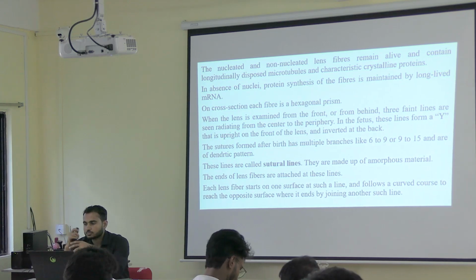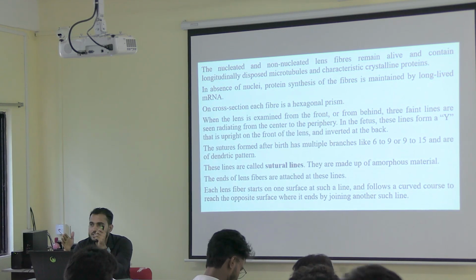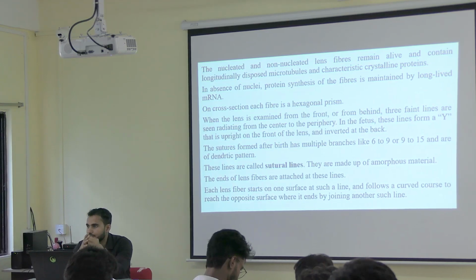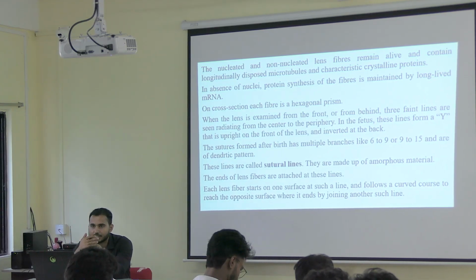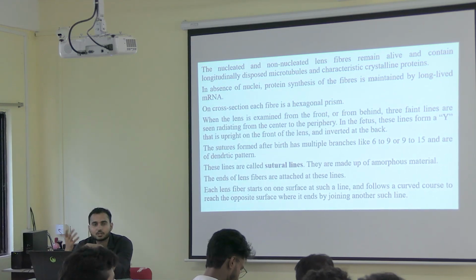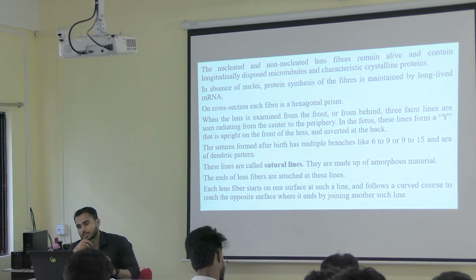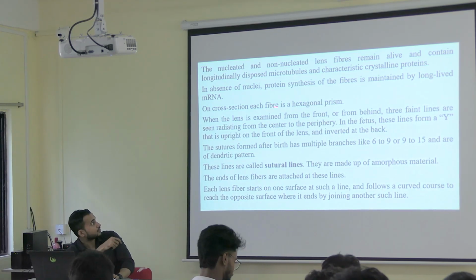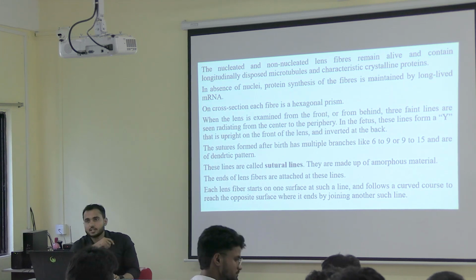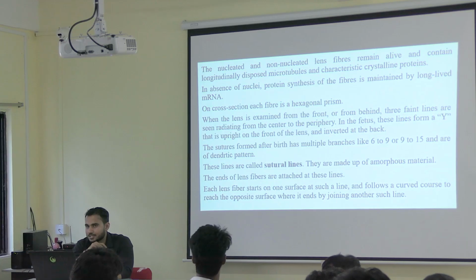Next, this crystalline protein. Now the question is, if the nucleus has disappeared, if the nucleus regresses from the lens fiber, then how is the crystalline protein formed? That is because of the mRNA. As you can see, because of the mRNA of the lens fiber, the proteins are continuously synthesized.